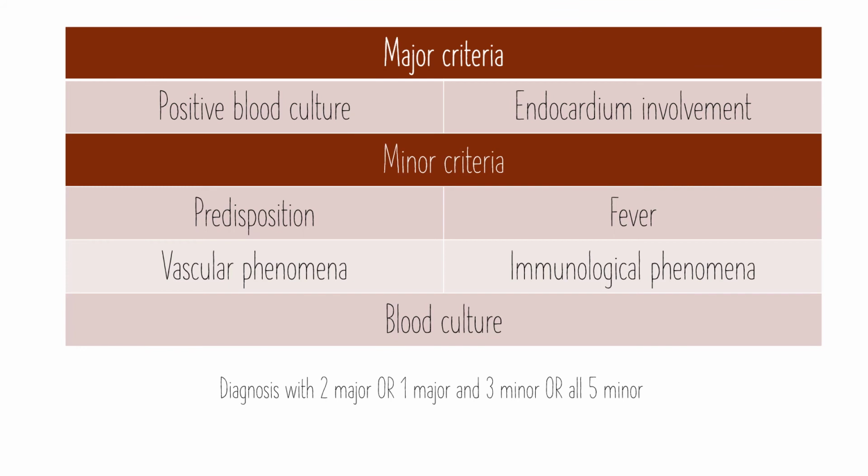Then, for minor criteria, the patient should have a predisposition, i.e. they meet the risk factors we spoke about. They should have a fever greater than 38. They may have vascular phenomena that we've mentioned, like the emboli or the Janeway lesions, that sort of thing. Immunological phenomena like glomerulonephritis, Osler's nodes as well. And lastly, a positive blood culture that doesn't quite reach the criteria, so that could be 1 positive culture of strep.